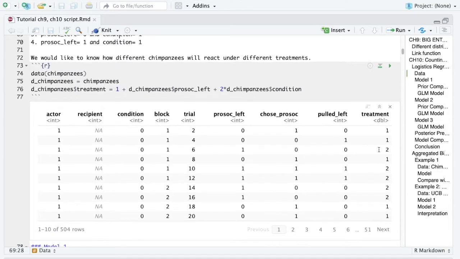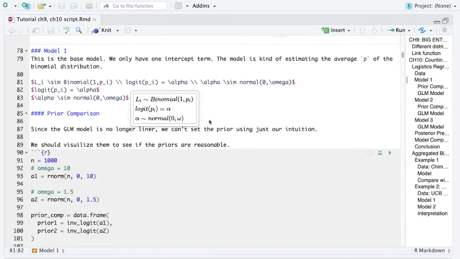Treatment will be values from 1 to 4. Firstly, we have our base model where we only put the intercept term alpha in the regression equation. So the model is estimating the average probability for binomial, or we can say the average tendency for any chimpanzees to pull the rings on its left, regardless of the experiment conditions.